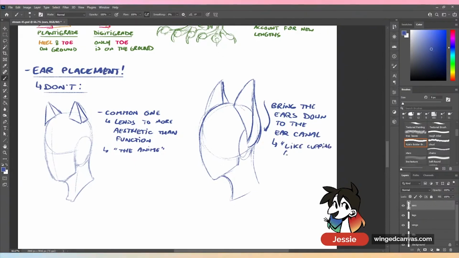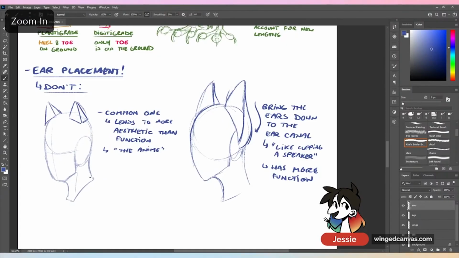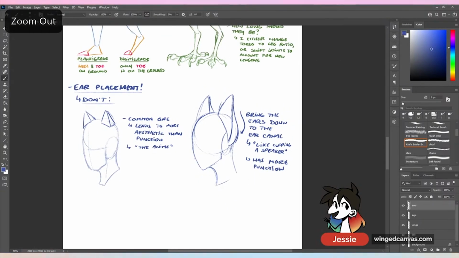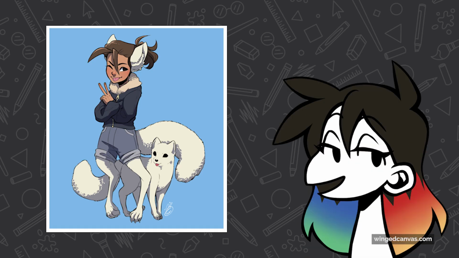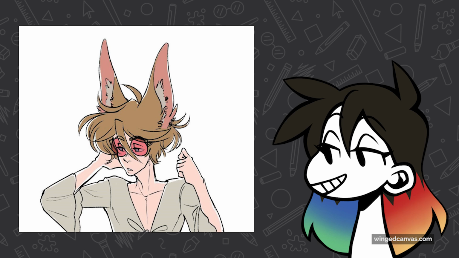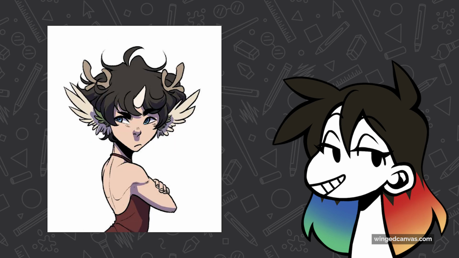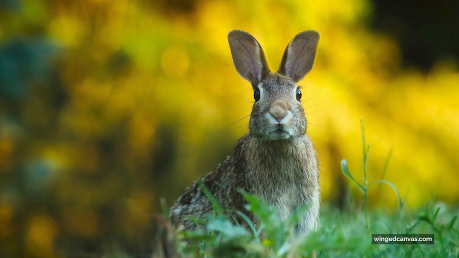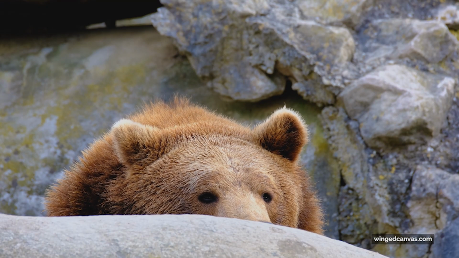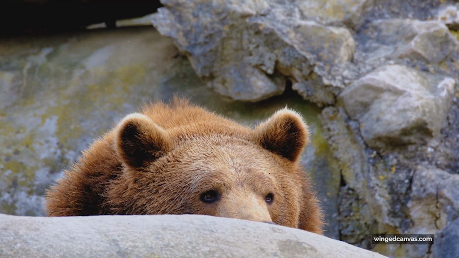Like cupping a speaker. When you're holding your phone and you cup your hand around the speaker so that the sound curves more towards you, that's generally what these ears are doing. So this is more for aesthetic. This is more for function. If you want your ears to function, like if you're making a D&D character or an Arknights character, maybe you want more function to your design compared to just aesthetic. It's the same deal with bunny ears, bring them down. Bear ears are a little bit tougher because bear ears are more circular and a little bit smaller, so you don't really have the triangular shape to lend off of, and so on.